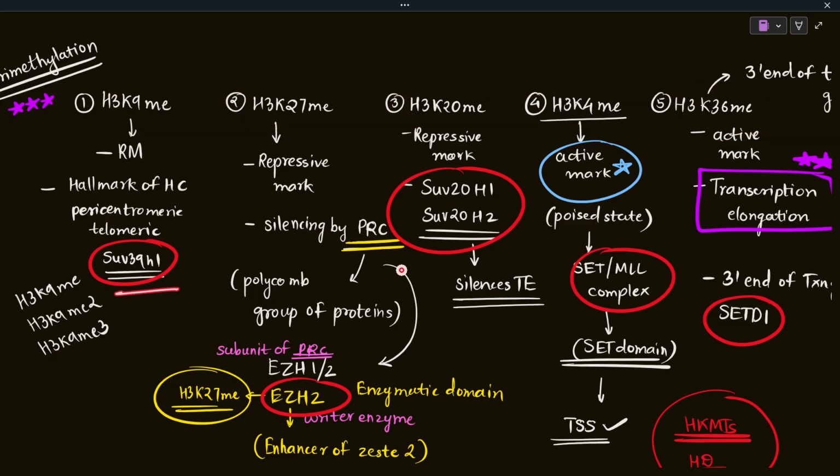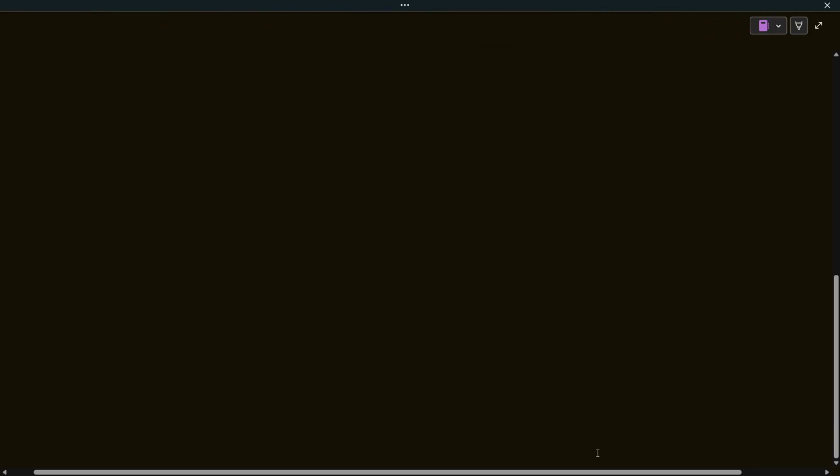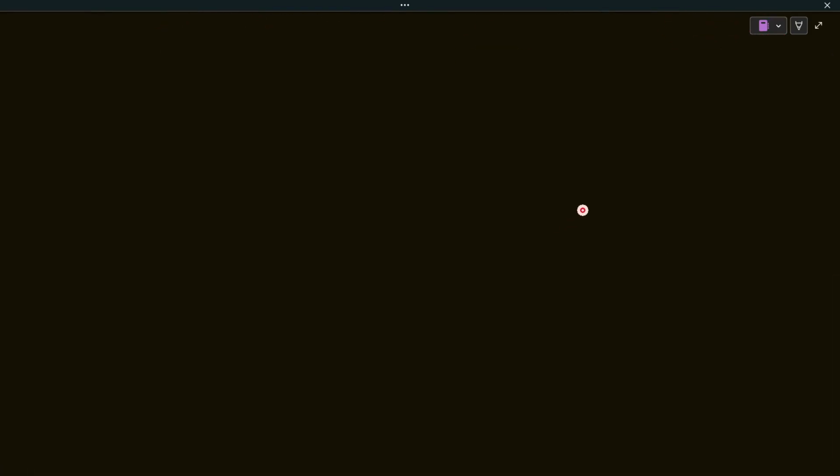The enzymes which are driving this reaction. In today's lecture we are going to discuss those enzymes in detail. We just got to know in brief in the last lecture which enzyme adds which methylation mark, but today we will also know about the other enzymes as well.